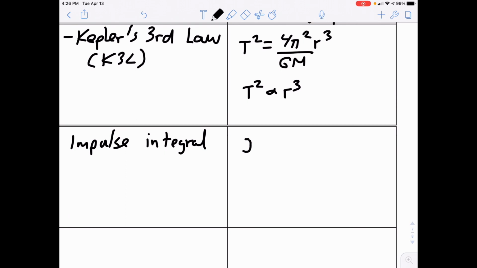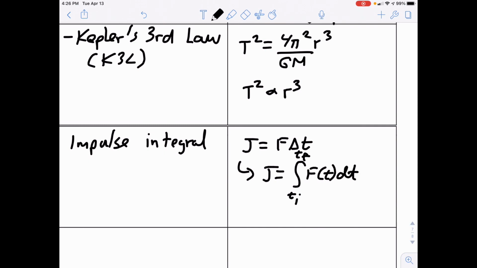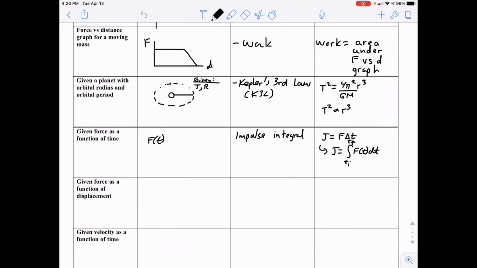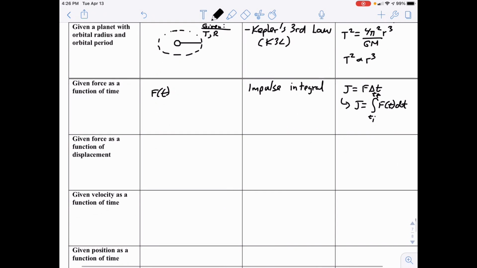Where J normally equals F times delta t, force times delta t. But the force is a variable function. So this time we would write it as J equals the integral from t initial to t final of F of t dt. What if we're given force as a function of displacement?